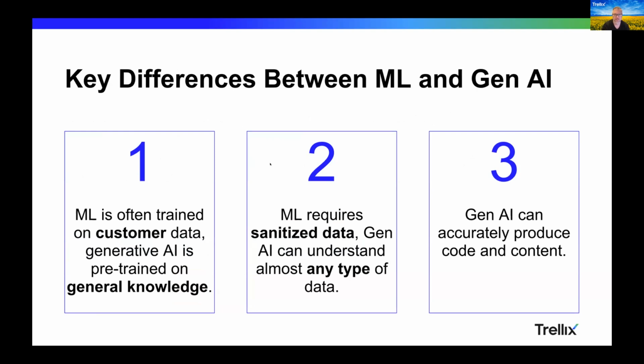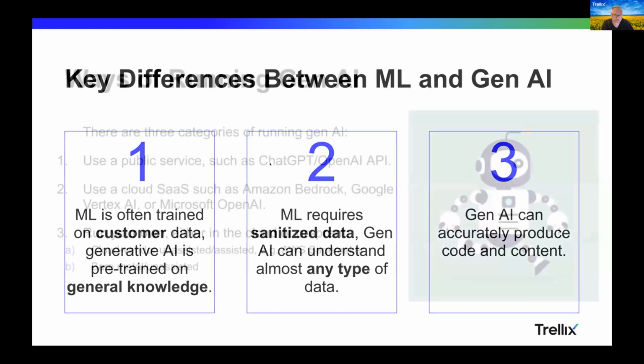Second biggest difference is that while machine learning requires sanitized data or things that are perfect, Gen AI is really good at fuzzy matching and figuring out the gist of whatever you've given it, which is a huge advantage. And then lastly, Gen AI can produce code and content, which machine learning itself generally isn't used for, other than the fact that it's sort of a building block for Gen AI.